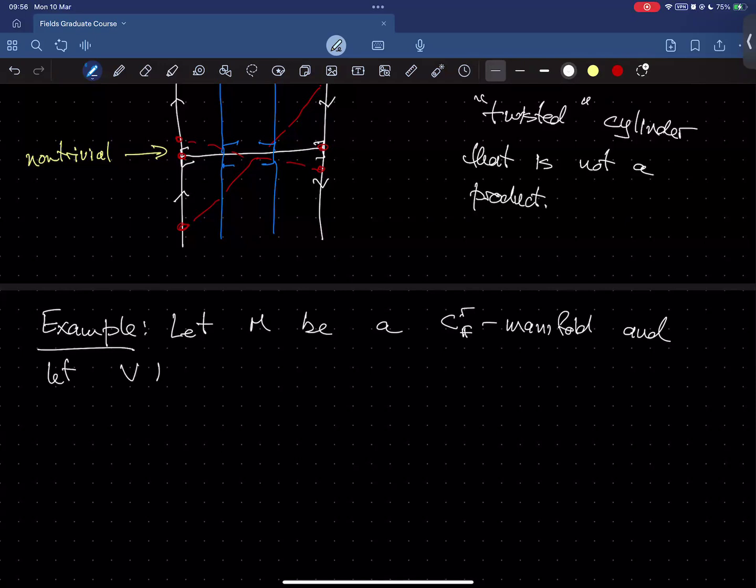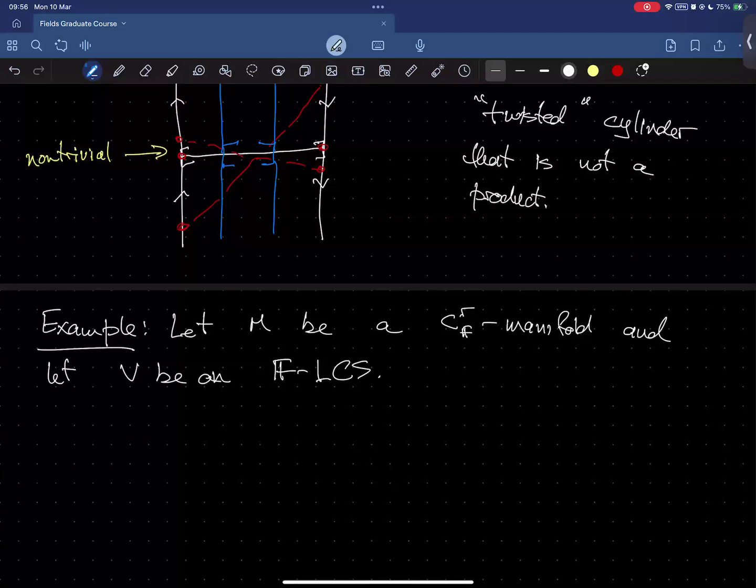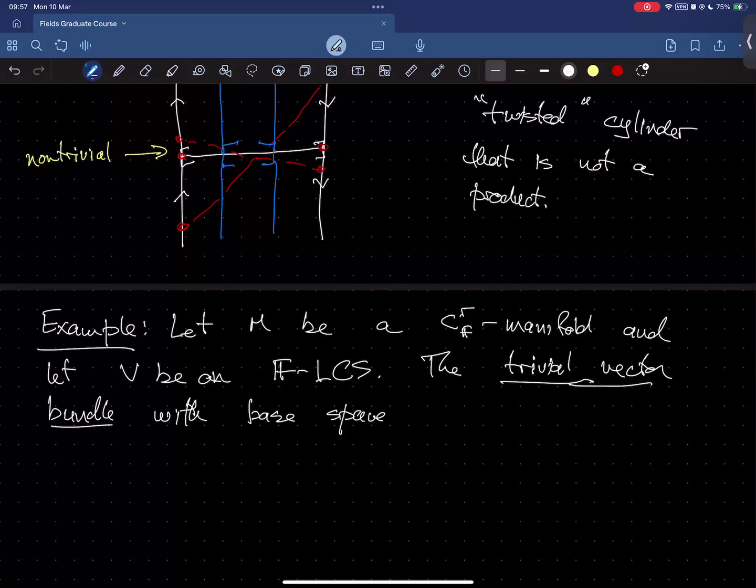And let V be an F locally convex space. So it's a vector space, an F vector space, whatever F is, R or C. Okay, so the trivial vector bundle with base space M and fiber V is simply the product.